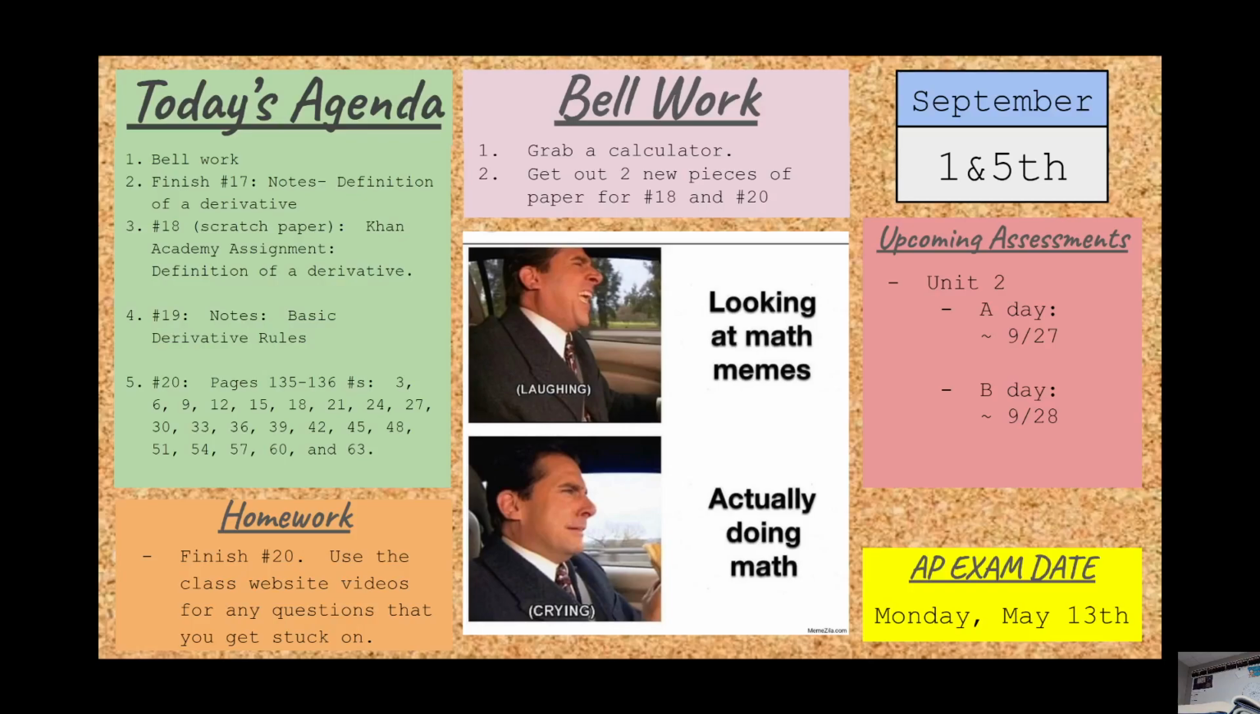Equation of a tangent line. So, point slope form. 1 minus by 1.